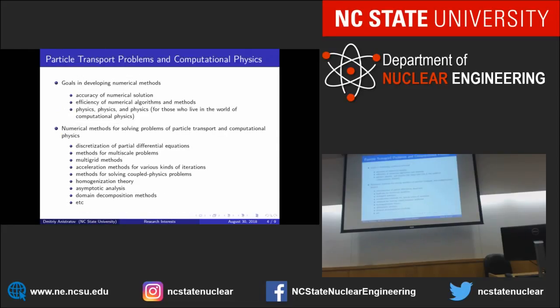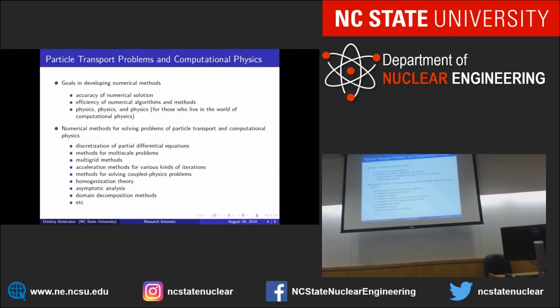So now, when you do some method development, those are the main goals. You want accuracy improved, efficiency of numerical algorithms improved, and then it's all about how well you simulate and reproduce physics, and there are a lot of details in this. And this is another list of my interests.